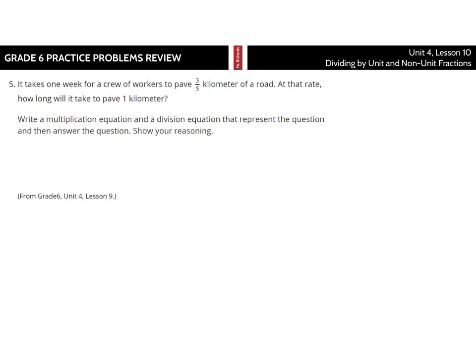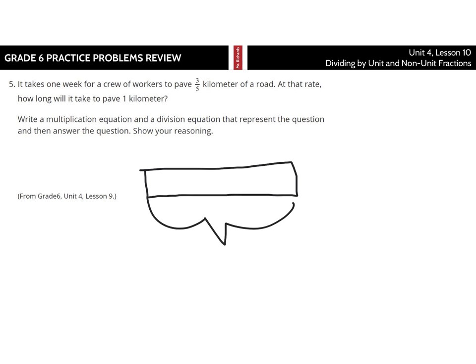Question 5. It takes 1 week for a crew of workers to pave 3/5 kilometer of a road. At that rate, how long will it take to pave 1 kilometer? Now write a multiplication and division equation that represent the question and then answer the question and show your reasoning. Well, if we start off with our diagram first, I think it's a good way to go. We're looking for here a total of 1 kilometer. Now it's broken into fifths. 1, 2, 3, 4, and then 5 for the fifths.